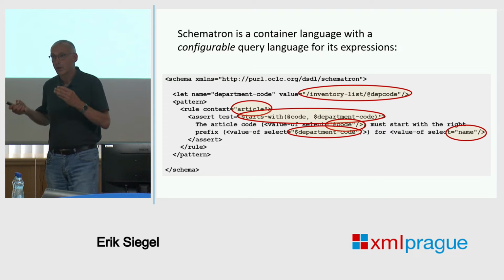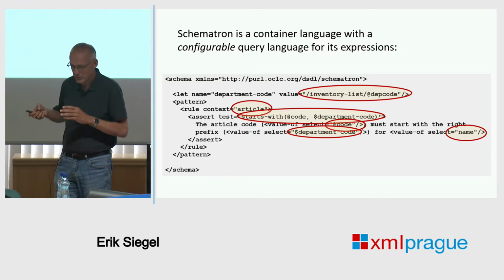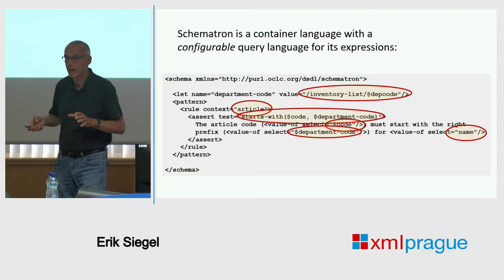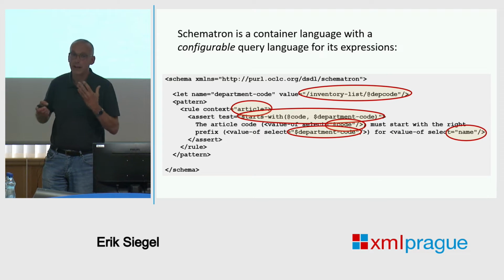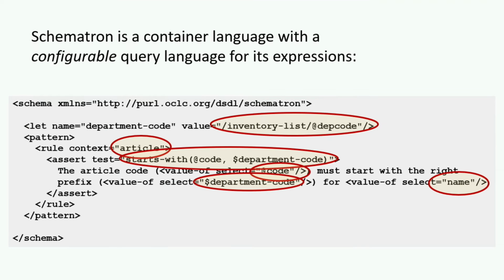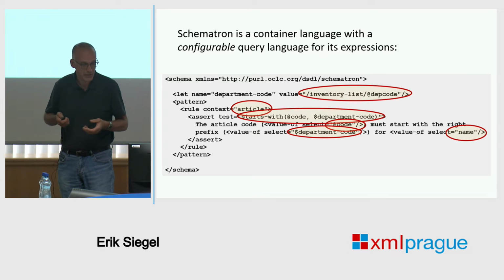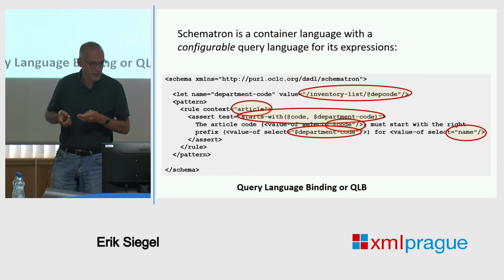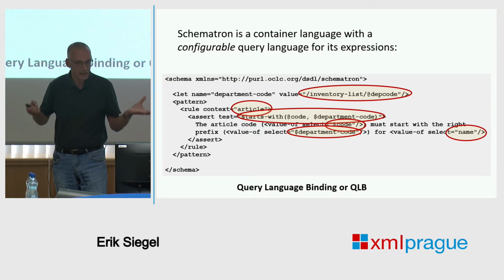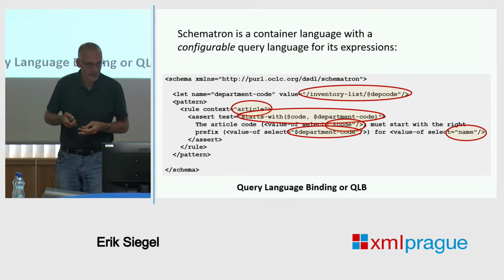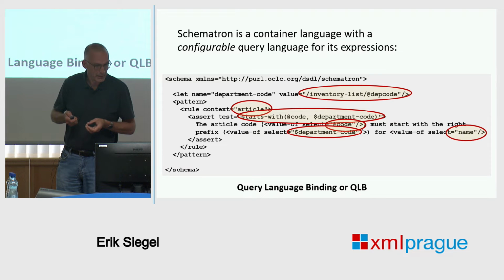But what most people are not aware of is that Schematron is actually a container language, and that the language you use for expressions is not a given. In practice, it's XPath, but it's not a given. You can specify another query language, another language for your expressions. And this feature is called the query language binding, or QLB in short. So how does that work?